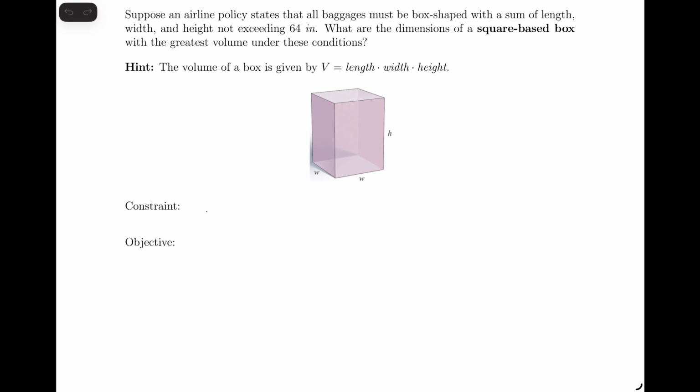So our constraint: the length plus the width plus the height cannot exceed 64 inches, but since we're trying to maximize, it will be equal to 64. Since the base of this box is a square, we can write this as W plus W plus H is equal to 64. And our objective is to maximize the volume. So our objective function is the width squared times the height.